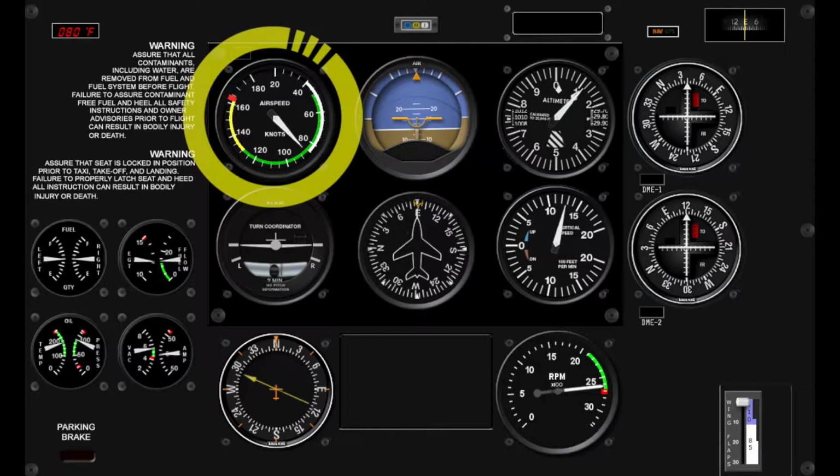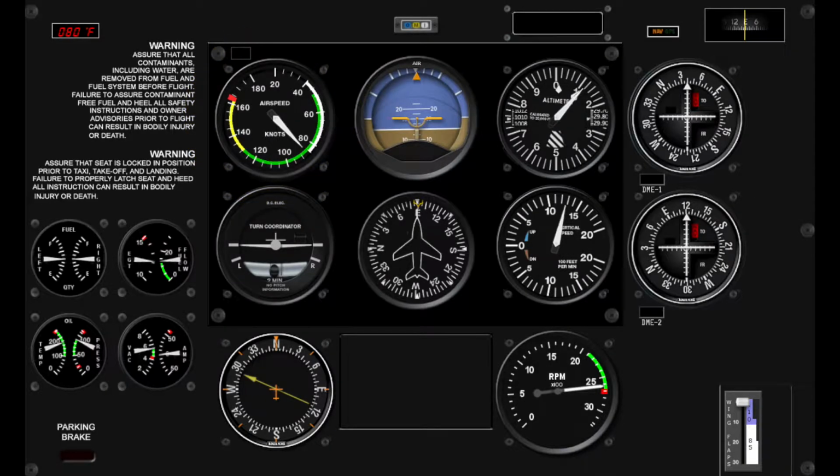The airspeed indicator tells the pilot how fast air is moving over the wings in knots. The green region is the normal operating range, the yellow region is the caution operating range, and the white region is the flap operating range. The do not exceed speed is marked with a red tick.